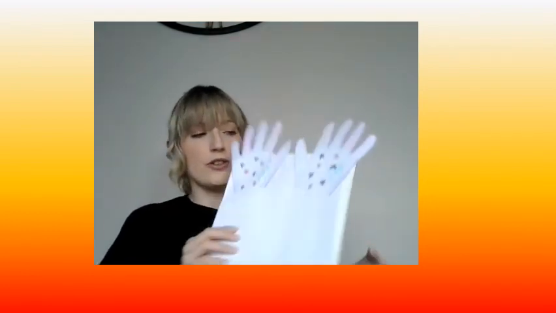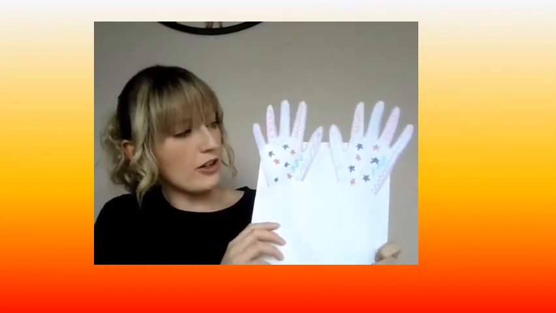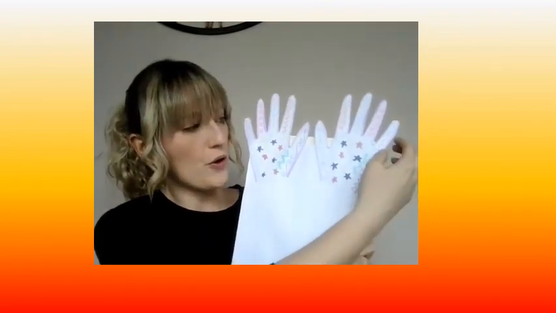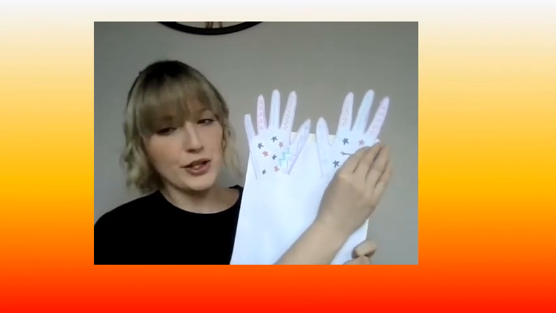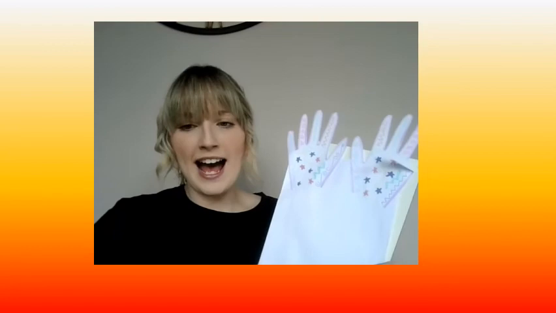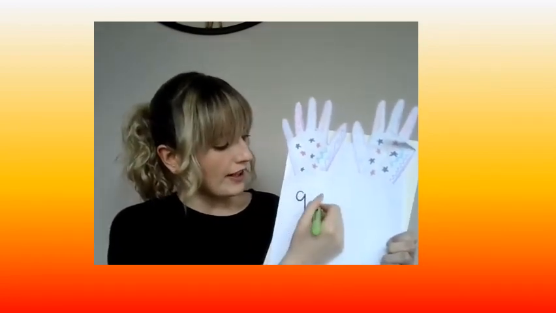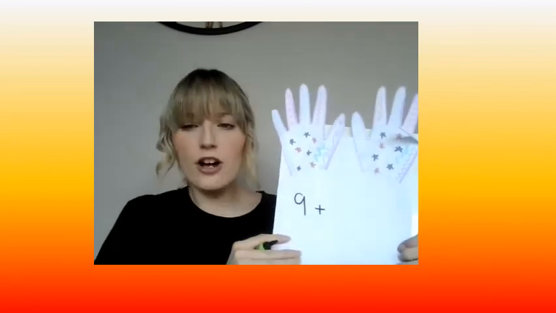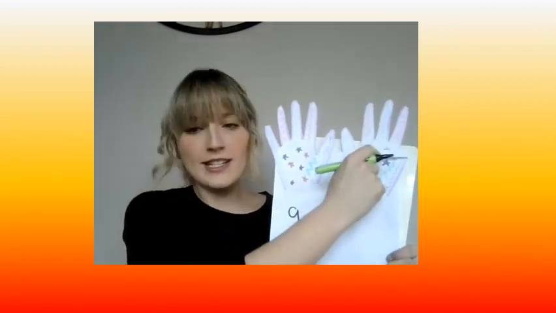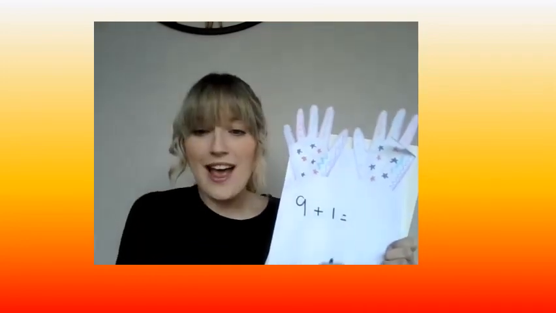I have got 10. So your helping hands today will help you with your number sentences because if you put 1 down, and I'm going to fold it over to put 1 down, you've got 9 left. So you've got 9 fingers up and you've got 1 pointing down. So 9 add 1 equals 10.